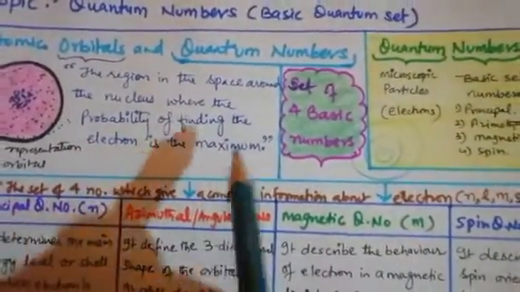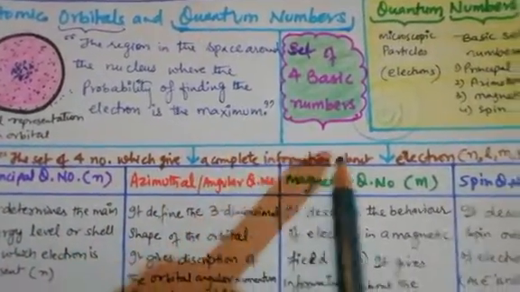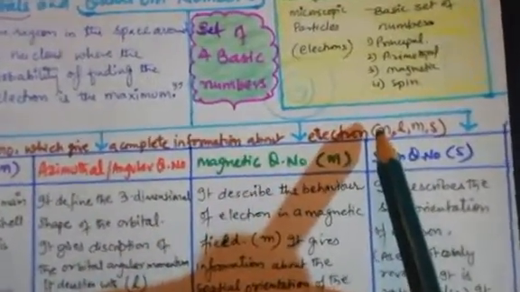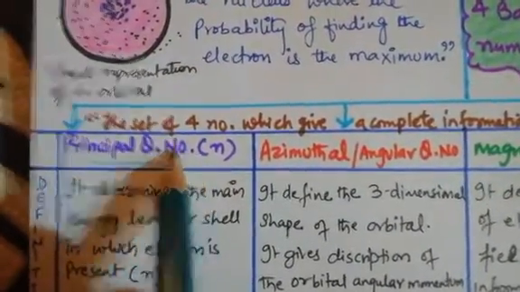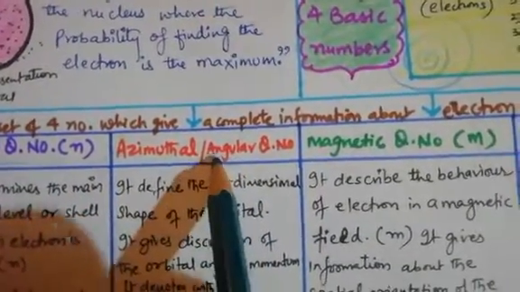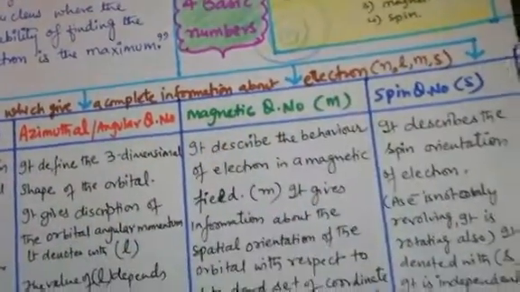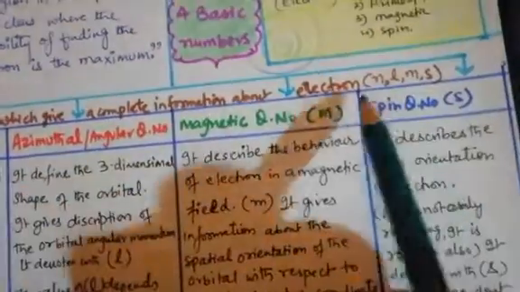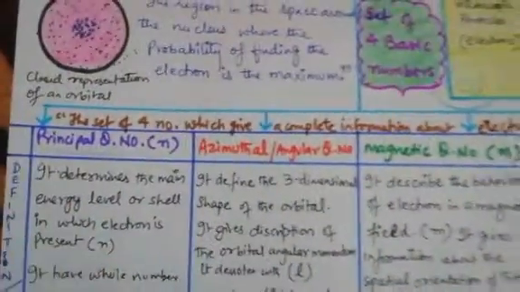So let's start. The set of four basic numbers is the set of four numbers which give the complete information about electrons. We represent these four as n, l, m, s. One by one we will discuss. This is n, this is l, this is m, this is s. What is n? n is the principal quantum number, or in a simple way, the shell. Second is the azimuthal or angular quantum number, the subshell. Third is the magnetic quantum number, the orientation, the splitting due to a magnetic field. And the fourth is the spin quantum number, the rotation in clockwise and anticlockwise direction.